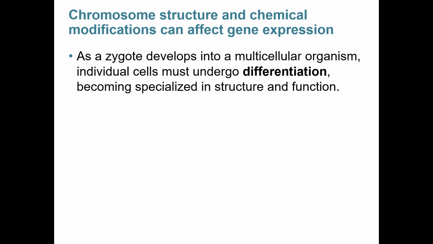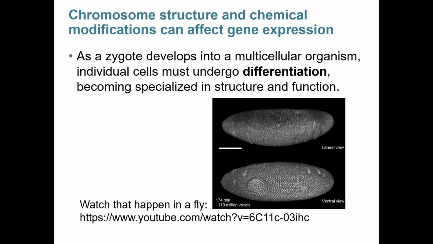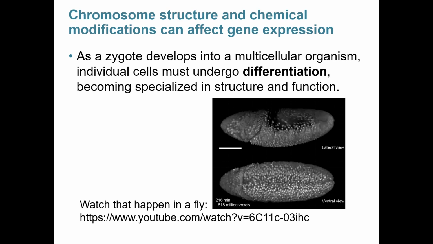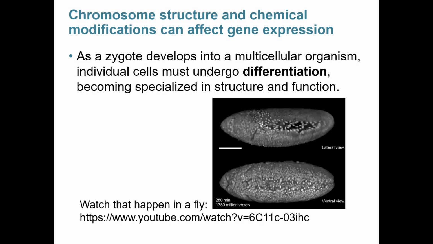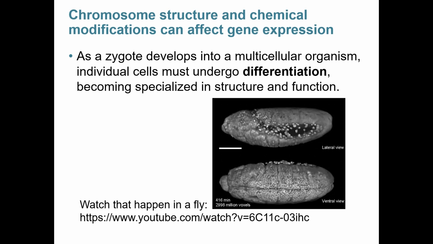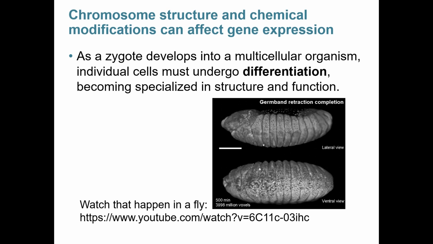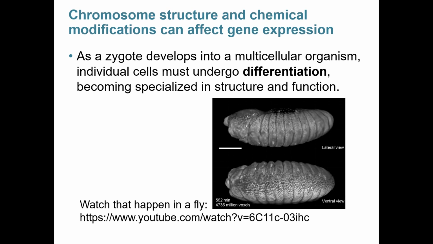We're going to watch a short video where we basically watch this happen in a fly embryo. The embryo starts as a fertilized egg and is going to develop and eventually differentiate to the point where it is a hatchable larva. If you look really closely, you can even see it walk off the screen at the end. So, how do these cells know what they're supposed to become and where they're supposed to be?